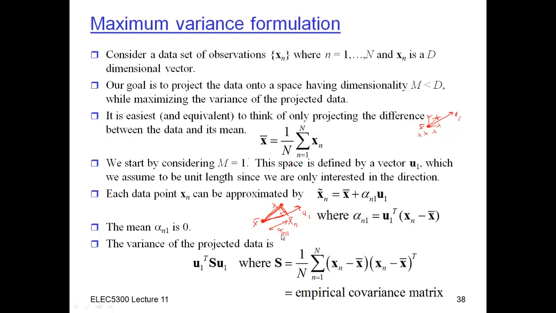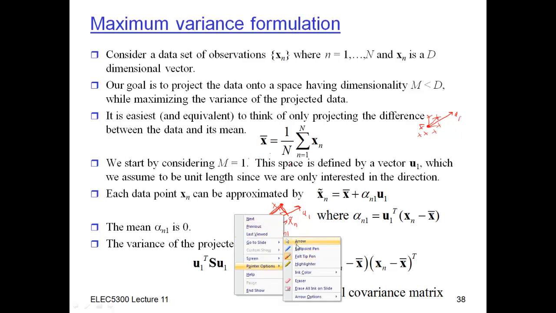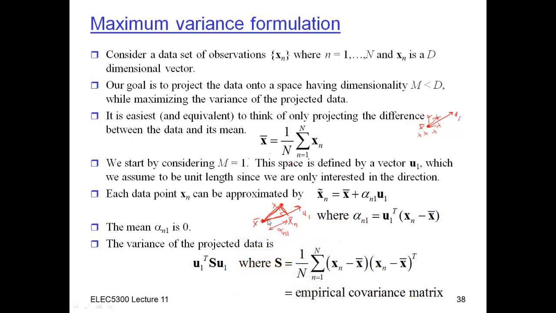And now if I had chosen this x bar to be the mean, then I know I'm either going to move in this direction here or I'm going to move in the opposite direction. If I choose the x bar so it's the middle, then I'm equally likely to go in this direction as I am to go in this direction. And so it's not surprising that you'd expect the mean of alpha sub n1 to be 0. We're interested then in the variance of the projected data. And it turns out that that's given by this equation right here.